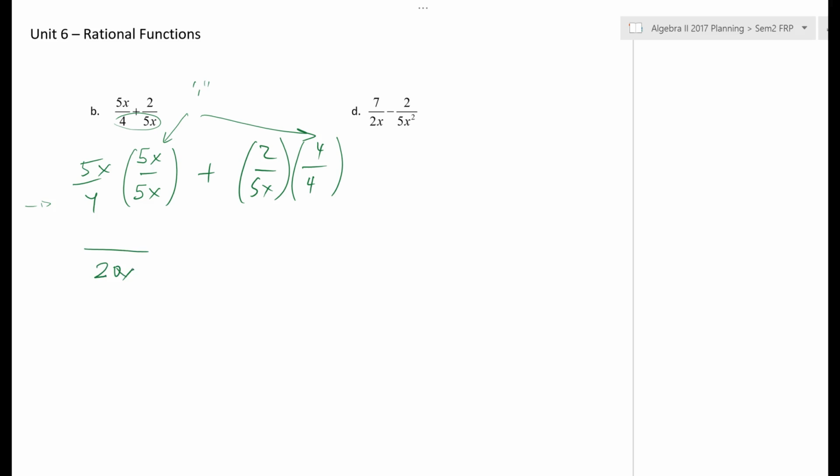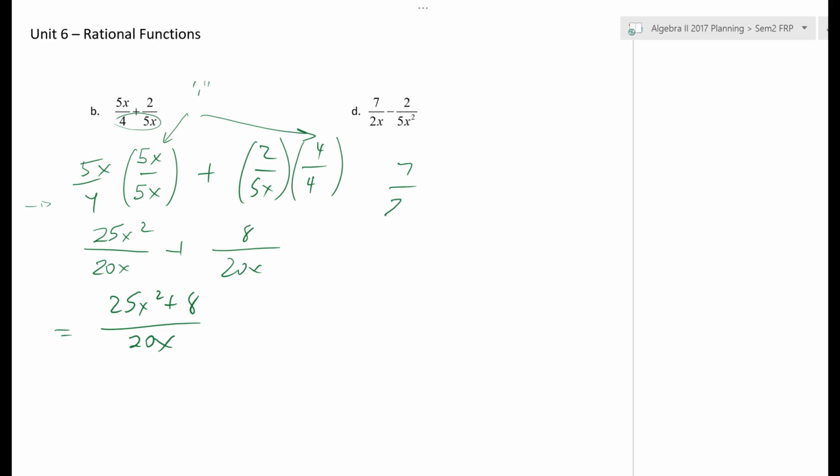So now I have 20x in this denominator, and then I multiply these tops. This is 25x squared, and then I have 20x in this denominator, 5x times 4, 2 times 4 is 8. Now I have the same common denominator, and I can add those numerators, 25x squared plus 8.